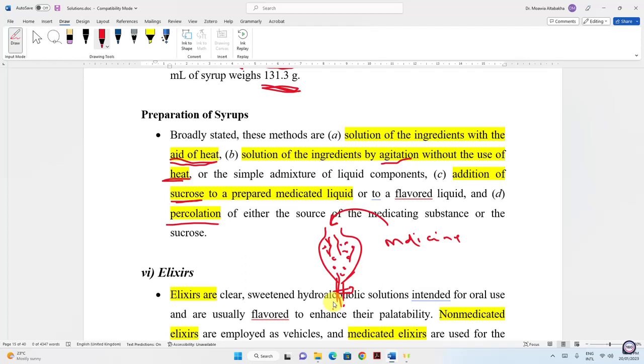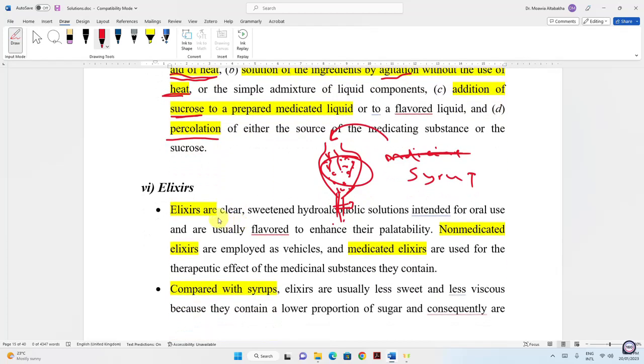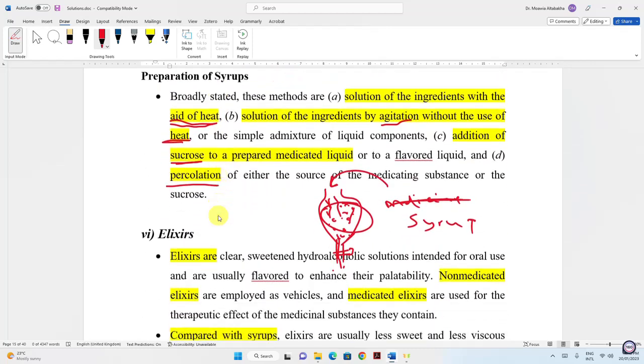Otherwise, you might not have the medicine but rather the syrup, the sugar in water, and then you add it to a percolator containing the medicinal agent. So either I add a medicinal agent solution to the percolator, or I add a syrup sucrose solution to the percolator containing the medicinal agent to extract the drug. Okay, so either way.